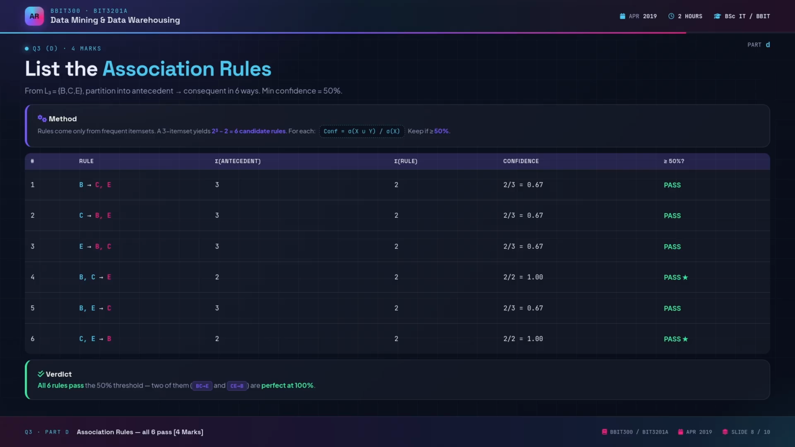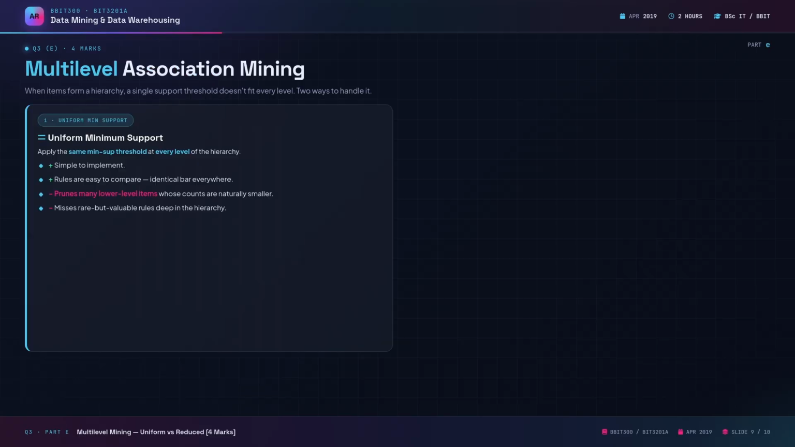Final part, Part E, 4 marks. Describe 2 approaches for mining multi-level association rules. Multi-level mining is needed when items form a hierarchy. For example, computers break down into laptops and desktops, which break down further by brand. The challenge is that lower levels of the hierarchy have lower support counts, so a single uniform threshold does not work well. The first approach is uniform minimum support.